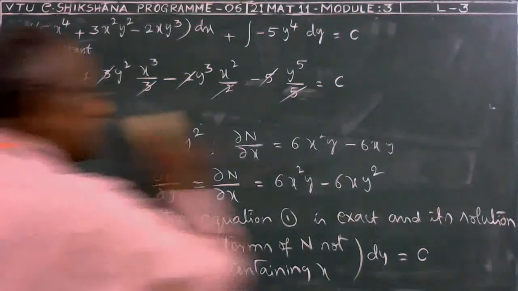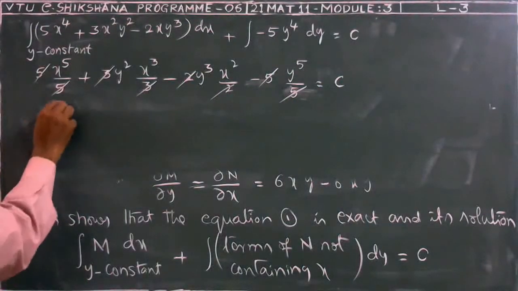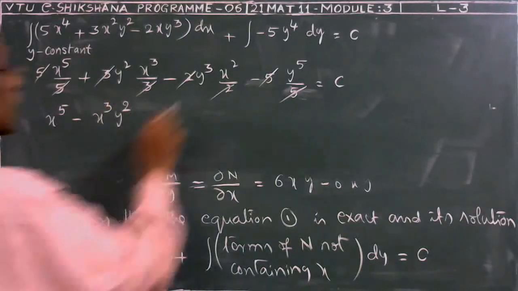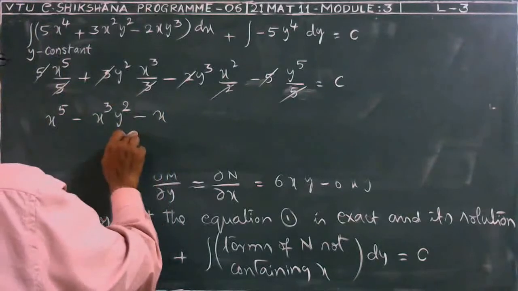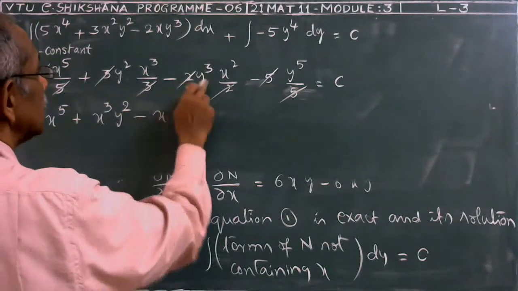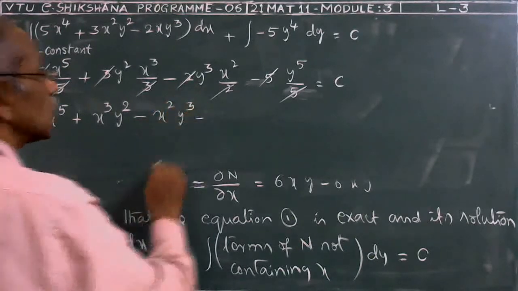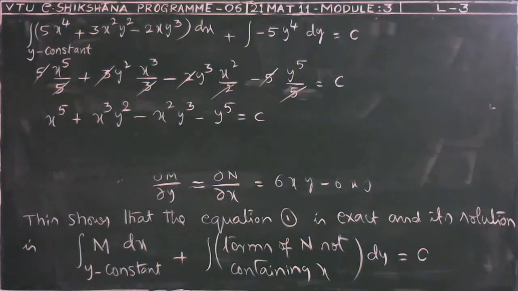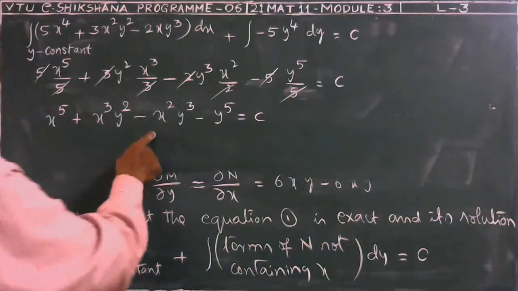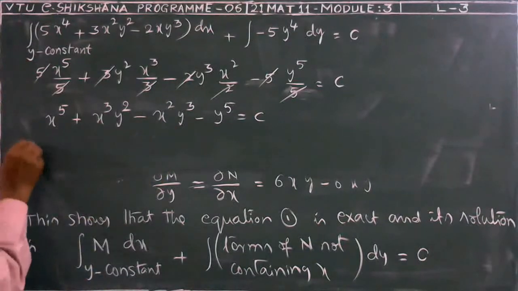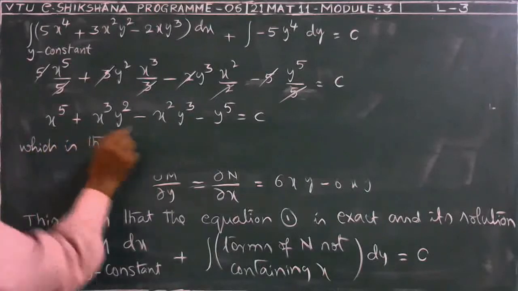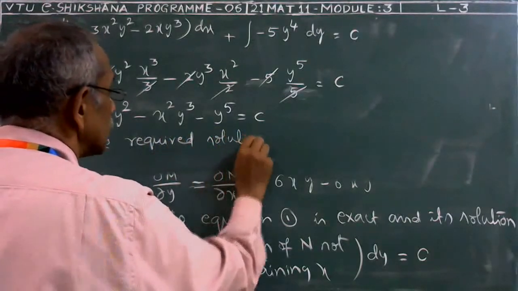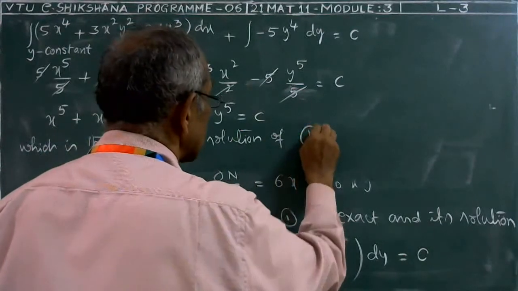So I can cancel 5, 3, 3, 2, then you are left with x power 5 minus x cube y square, and here minus, this is plus, plus x cube y square minus x square y cube minus y power 5 is equal to c, which is the required solution of the given differential equation 1.